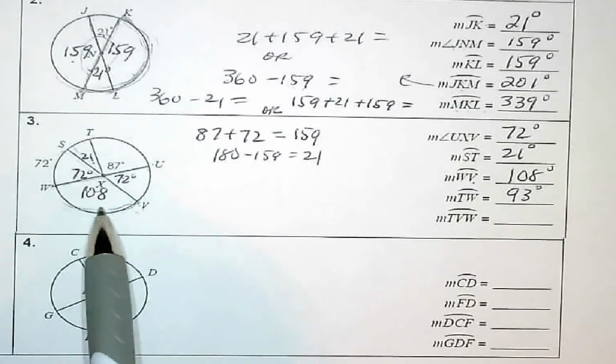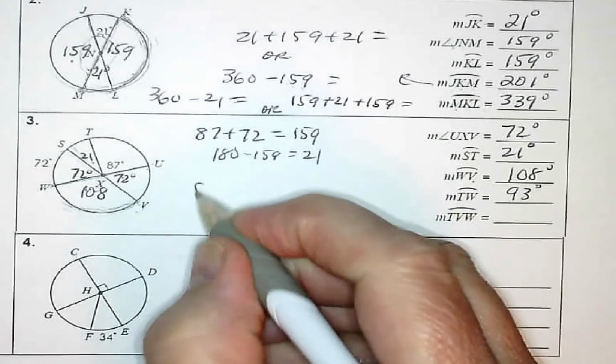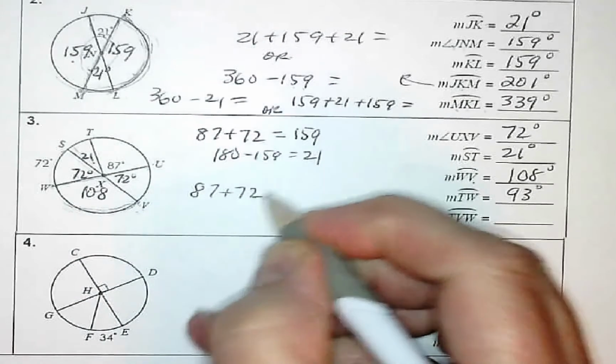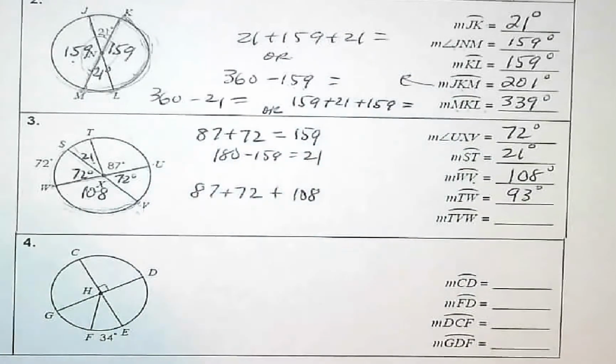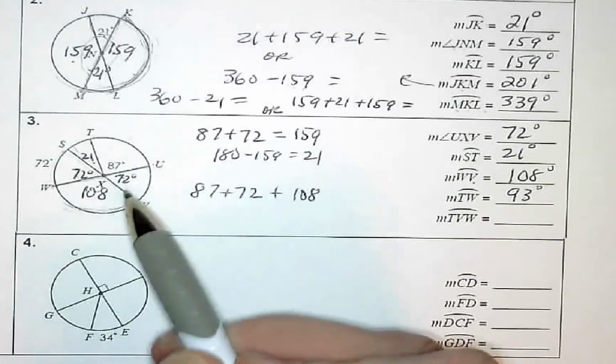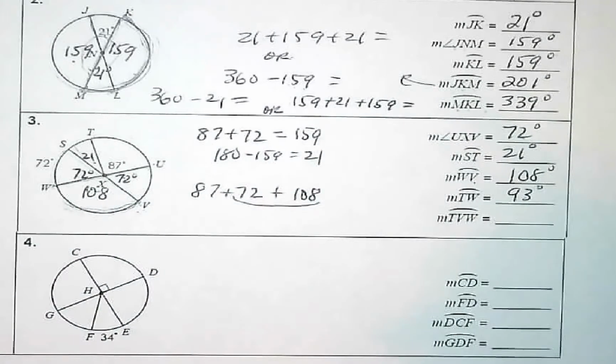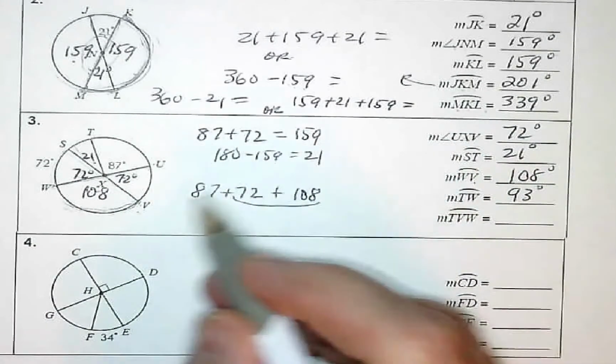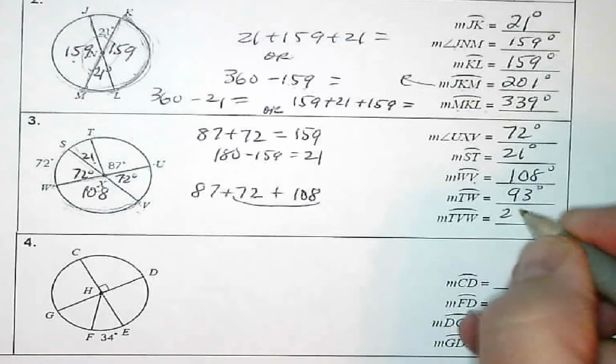TVW. That is made up of 3 angles, 87, 72, and 108. Some of you maybe recognize, like, hey, I don't need to add those. I already know that's 180 right here. It's up to you, whatever you need to do. So when I add those 3 together, I get 267.